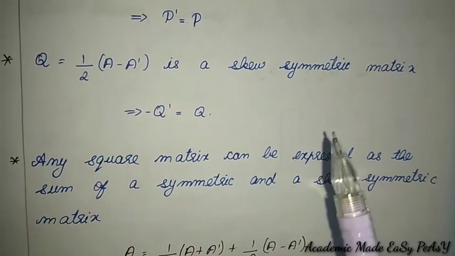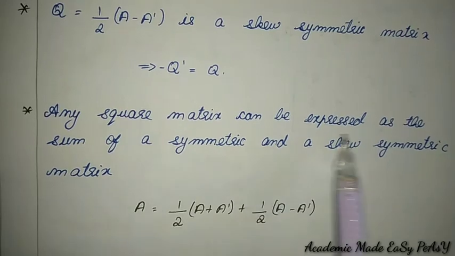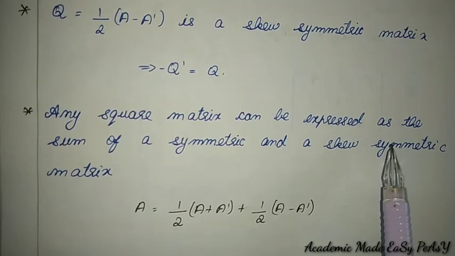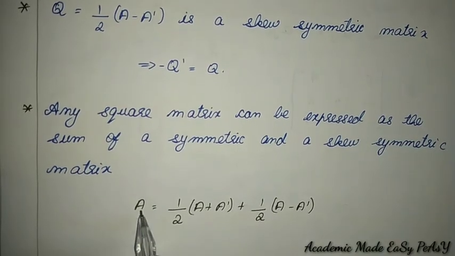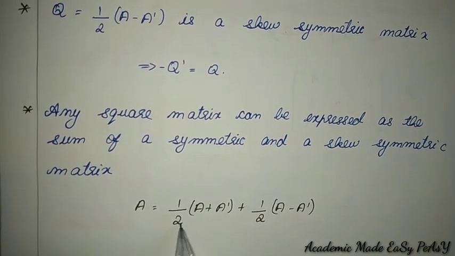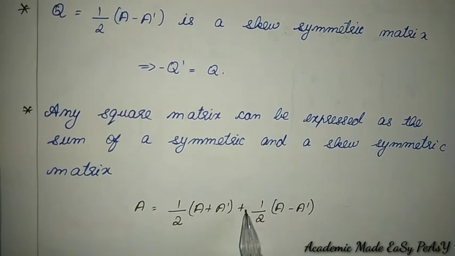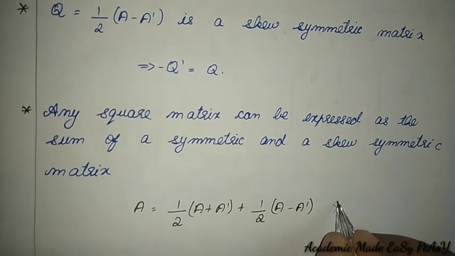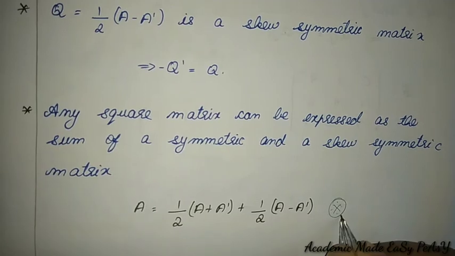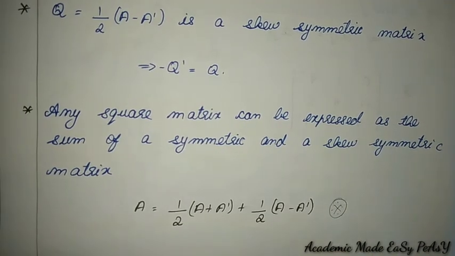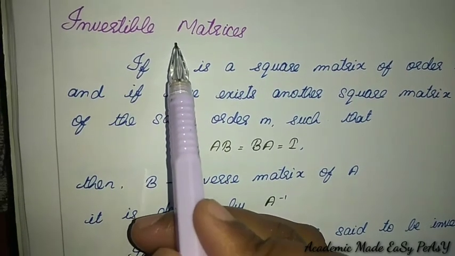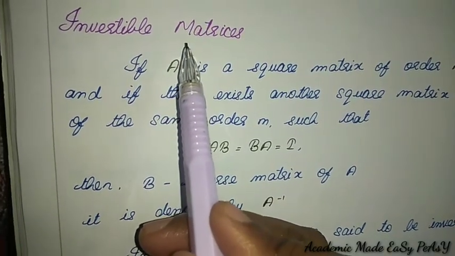Any square matrix can be expressed as a sum of a symmetric matrix and a skew symmetric matrix. That is, A is equal to 1/2 (A + A dash, that is A transpose) plus 1/2 (A - A transpose). This is an important note that has to be made so that we will be able to apply this in exercise sums. Then the last topic in this chapter is invertible matrices.